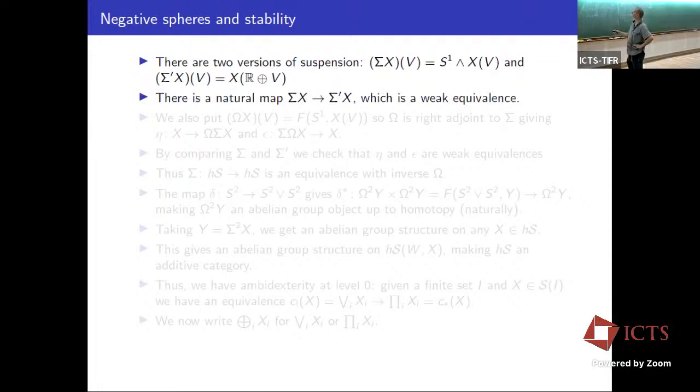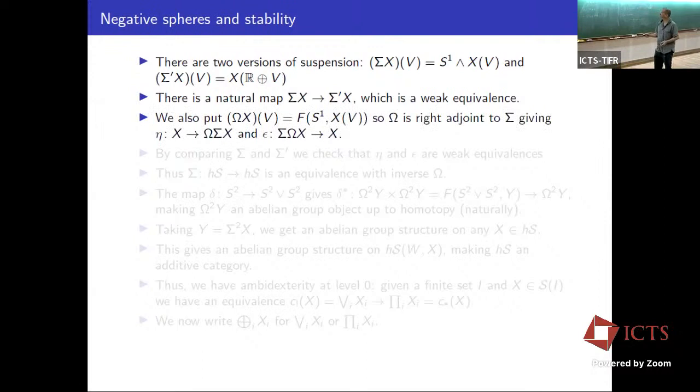And so it's kind of built into the definition of orthogonal spectra. Remember that you get a map from S1 smash X_V to X_{R plus V}. That's part of the structure of an orthogonal spectrum. So you get a natural map from sigma to sigma prime. And if you look at how the homotopy groups are defined as a certain colimit, and think about how that colimit interacts with these constructions, you'll see that pi_n of sigma X is the same as pi_n of sigma prime X. So this is a weak equivalence.